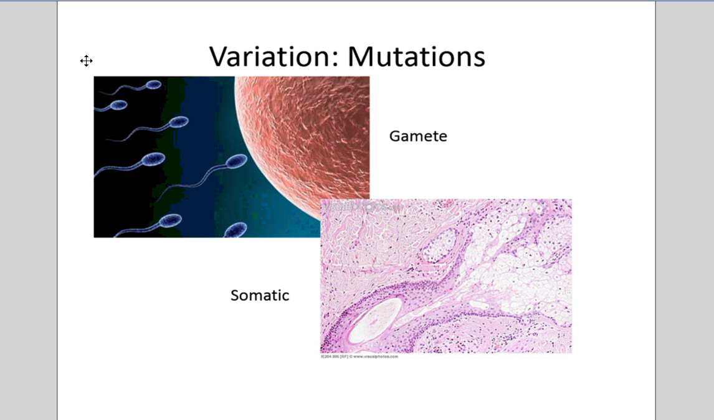A mutation to a gamete cell, like a sperm or an egg cell, can cause changes that affect the entire body, and those mutations can be passed on to the next generation. So these are the mutations that are actually going to have an effect long term.